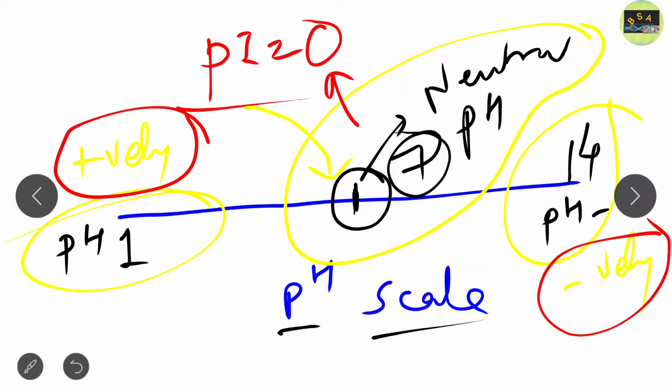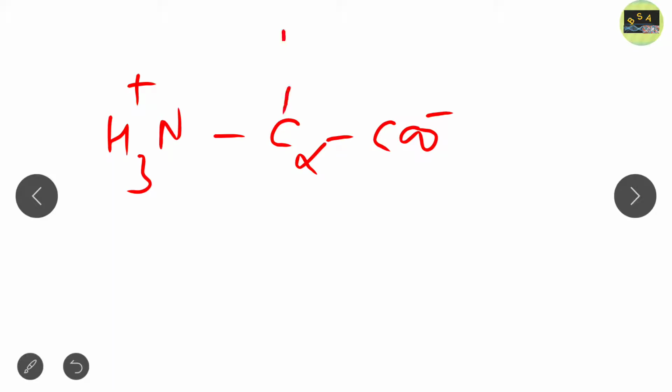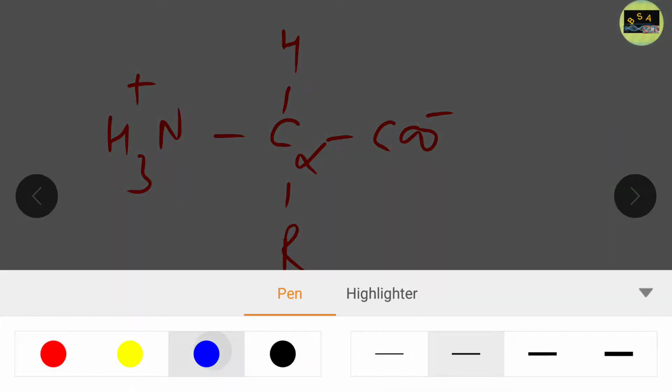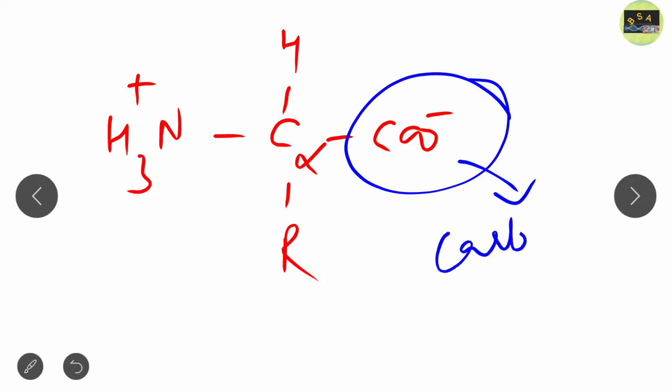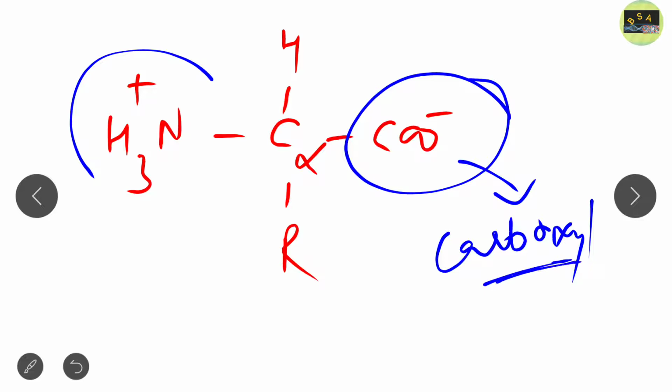Now, if you want to understand with the help of a general amino acid structure, then you can understand with this structure. This is the COO minus, this is the NH3 plus, this is a hydrogen, and this is an R. So this is a general structure of an amino acid. Here you can find a negative charge, which is present on the carboxyl group, and a positive charge, which is present on the amine group.